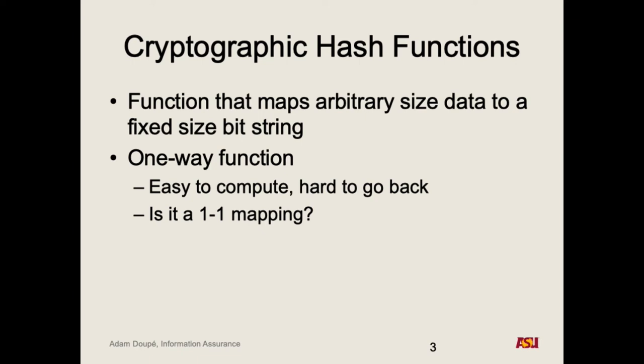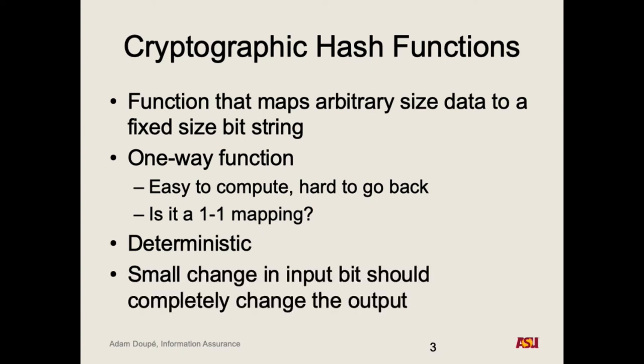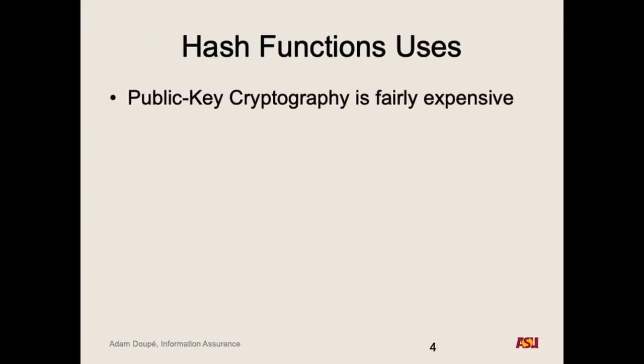Exactly, arbitrary size data. That is an infinite set mapped to a finite set. There's no possible way that you could do that. Cool. Deterministic, this was our first criteria, which makes sense. We don't want to have random values in our hash because that will produce bad things. Cool. And then a small change in an input bit should completely change the output. So this was what we just talked about. So there should be no way to go backwards. Cool.